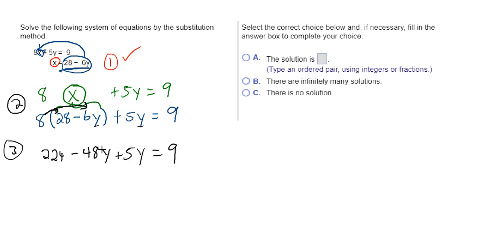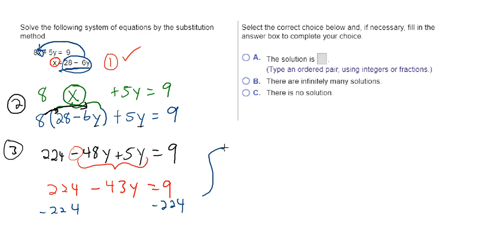We'll combine like terms, so remember, be careful, this is negative, so we'll have 224 minus 43y equals 9. We'll go ahead and subtract the 224 to the other side to get y by itself. And I'll continue over here. So we'll have negative 43y equals negative 215. Oh, and hopefully this works out okay. Let's see. Yes, thankfully it does.